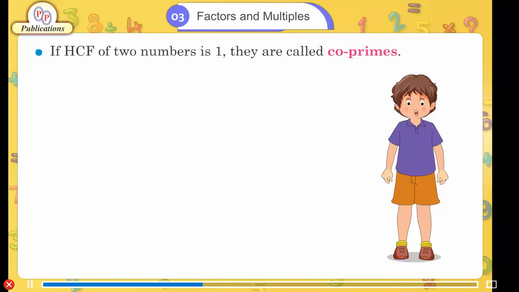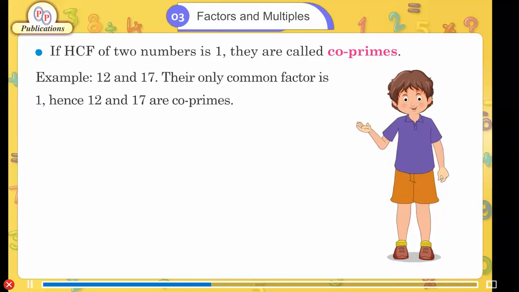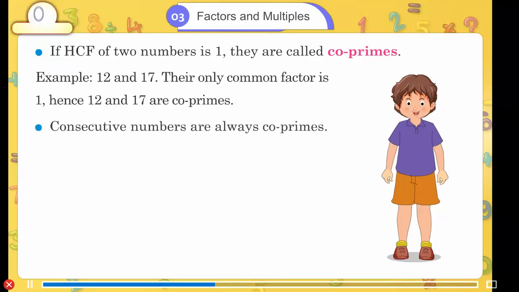If HCF of two numbers is 1, they are called co-primes. Example, 12 and 17. Their only common factor is 1, hence 12 and 17 are co-primes. Consecutive numbers are always co-primes. Example, 50 and 51 are co-primes.